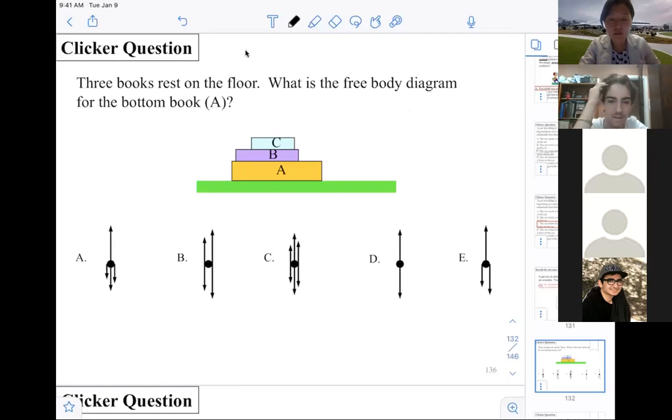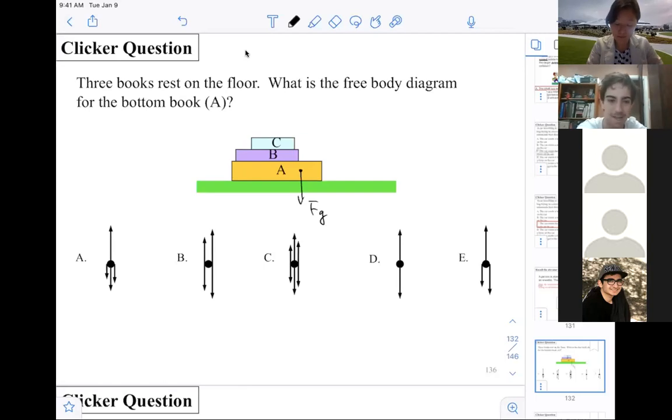Well, if we are including gravity, then actually I think it may be A or E depending on how you want to combine forces. Yeah. What do you mean combined forces? So if you consider the downward force on the book from C and B on A, if you combine those as one force, then C could be it.